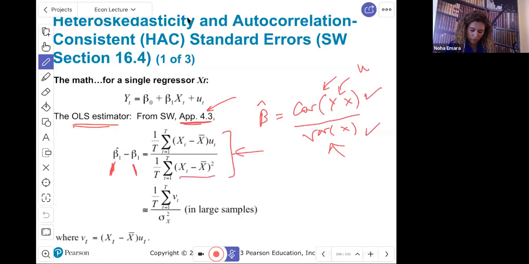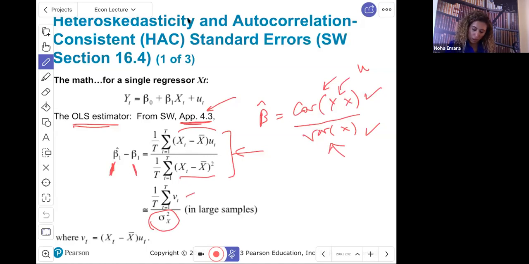This is the variance of X, and this is the covariance between X and UT, where UT is replacing YT, and why we replaced it is written in the appendix in detail. In any case, we really don't care about the denominator, which is the variance of X. It doesn't have any connection with the error term, which is our main issue, the serial correlation.